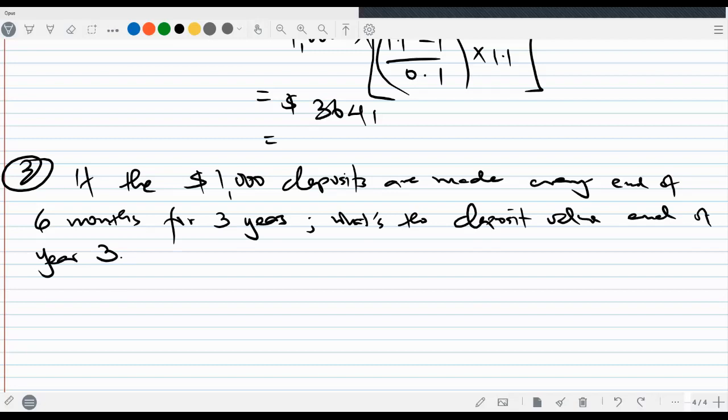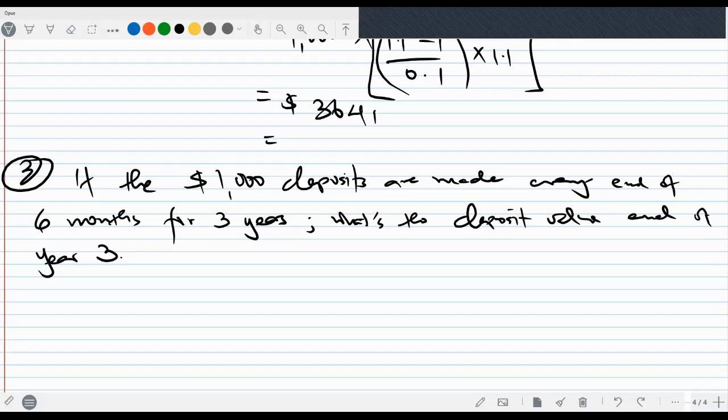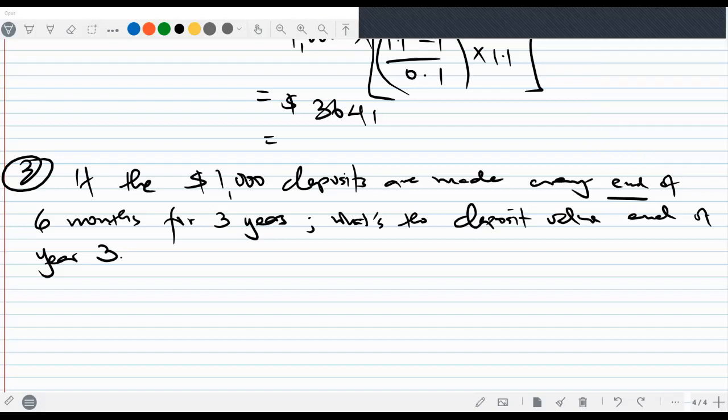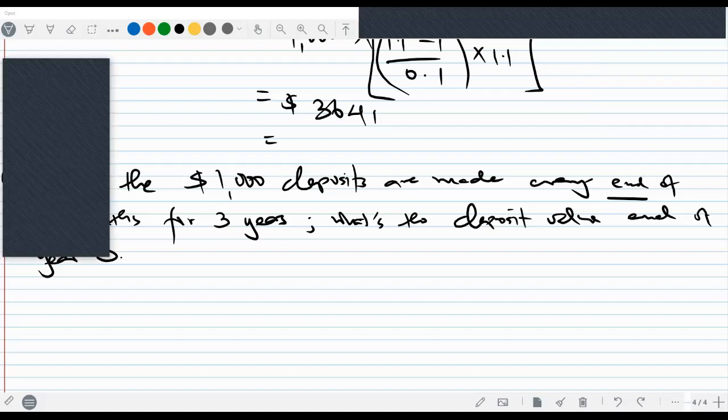Okay, let me see how far you can go. So this deposit occurs at the end of the period, not the beginning, but the end of the period. What do you get for the future value at the end of year 3? Nafisa, what do you have?